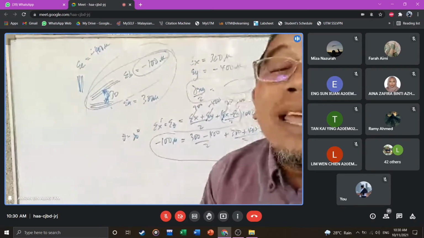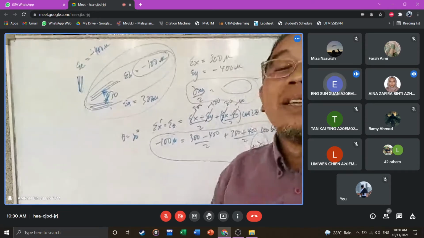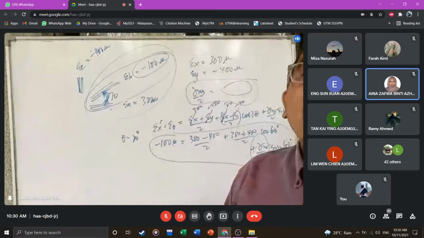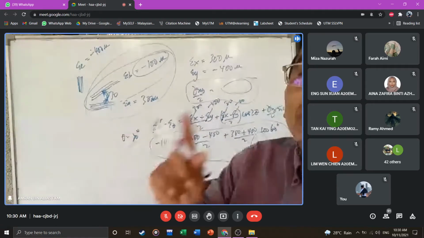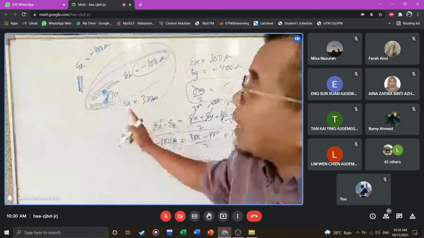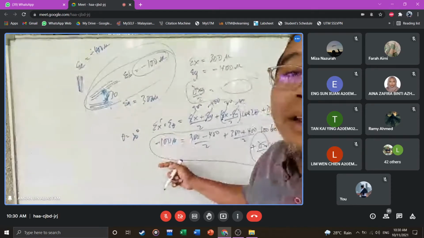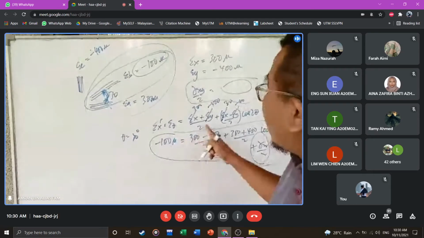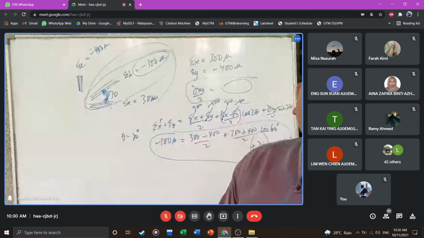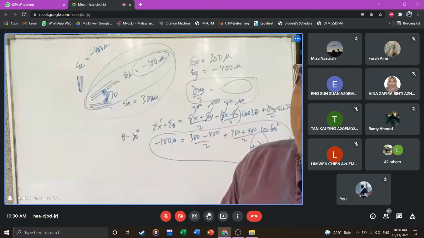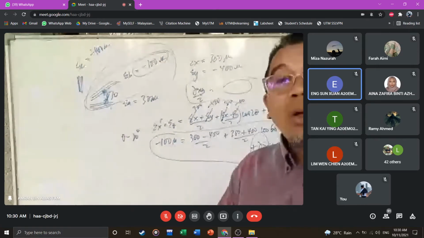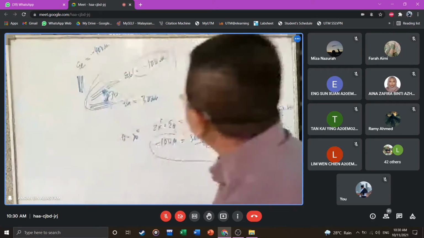Everybody, are you with me? Yes. This is how you solve gamma XY. You must have 3 gauge values. This is the easiest one. Why? You have one equation, one unknown. Correct? Okay. What about this one?